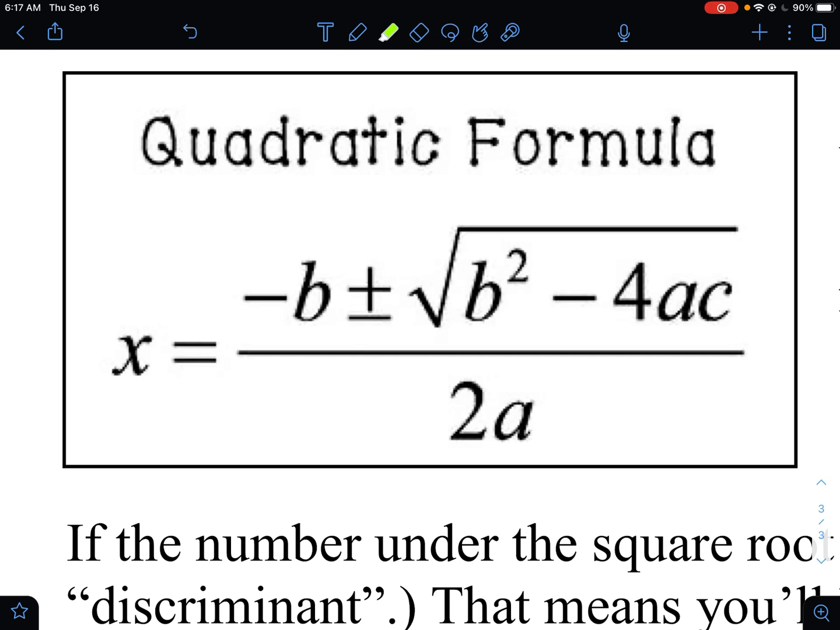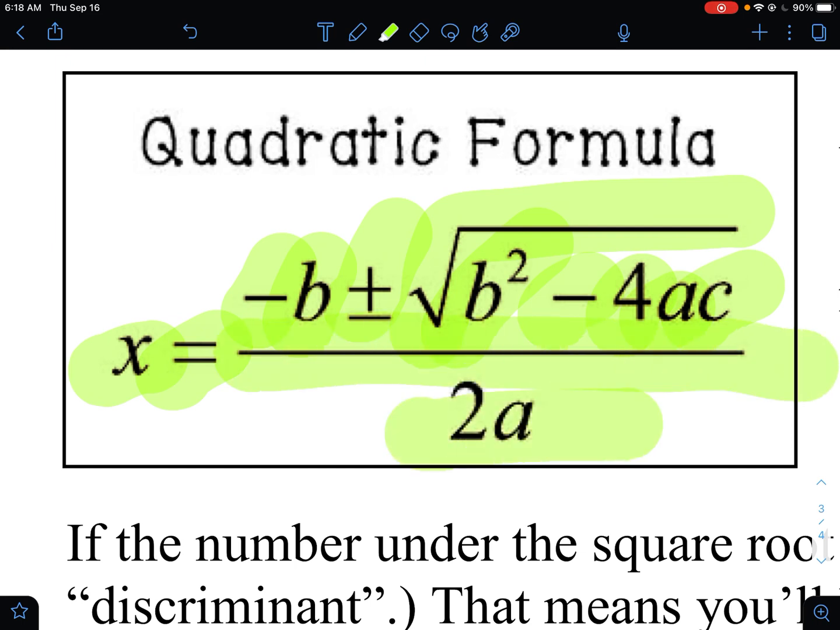Just makes it happen. And something real quick to help you remember is you can say this to the tune of Pop Goes the Weasel, if you know that song, little children's song. It goes like this. x equals negative b plus or minus the square root of b squared minus 4ac all over 2a. And there you go. That's how you can remember your quadratic formula.